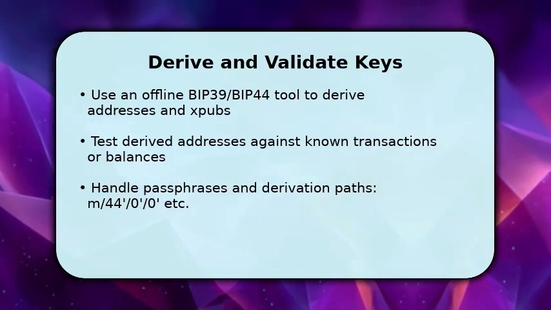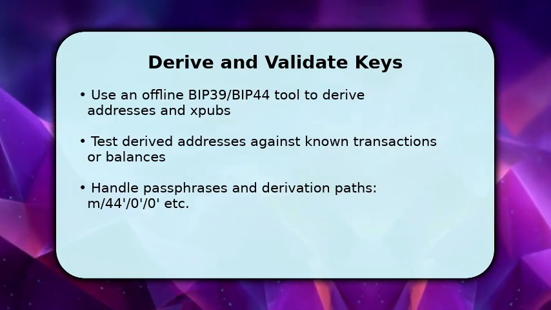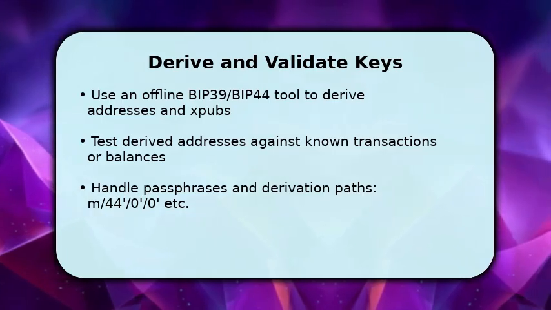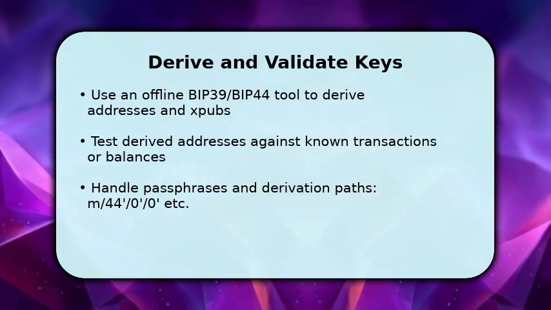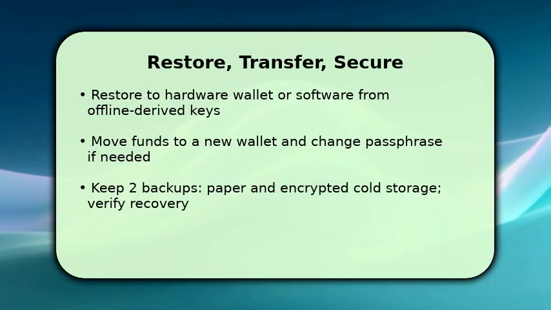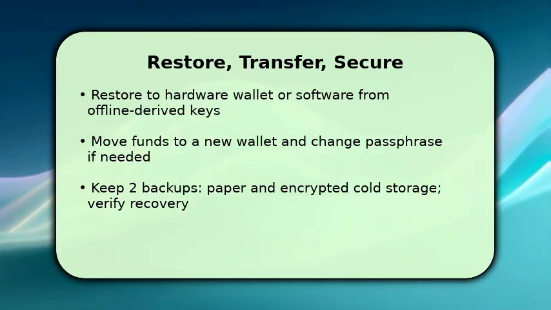If addresses don't match, try alternative common paths and account indexes systematically. Make sure to document each attempted path so you don't repeat steps and to isolate the exact combination that reveals your funds. You finish by restoring the confirmed keys into a hardware wallet or a local software wallet using only the validated derivation and passphrase.